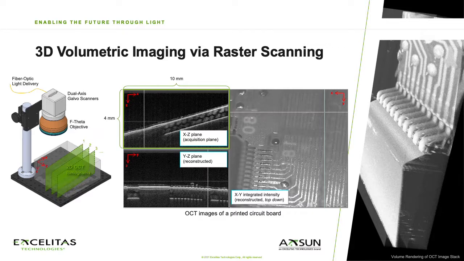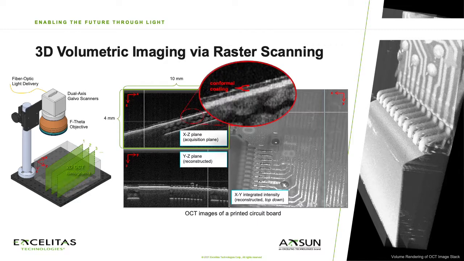Ultimately, the 3D dataset can be represented as a point cloud, as a series of cut planes, or reconstructed into a top-down view or volumetric rendering, as shown here. You can appreciate in these example images how OCT is able to characterize the thickness of multiple layers, including a thin conformal coating, as well as the metal and dielectric layers of a printed circuit board. The blue cursors on these 3 images indicate the perpendicular planes in which the other 2 images are sectioned out of the 3D volumetric dataset.